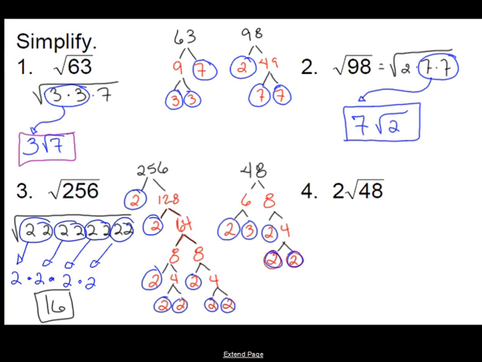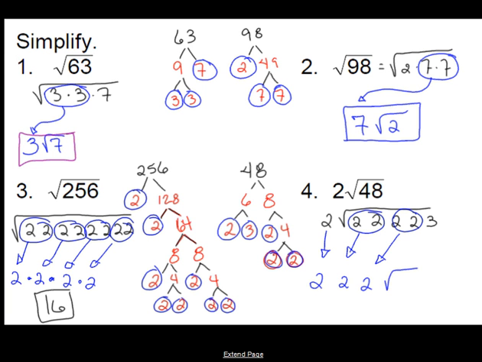So I now have 2 times, I have 1, 2, 3, 4 2s, and a 3. So this 2 comes straight down. He's already on the outside. He doesn't need a pair because he's already outside the radical. Inside the radical, they can only come out in pairs. So this one's a 2. These 2 go together. This is a 2. My 3, he's still chilling inside the radical. The ones that are left outside, I multiply together. So 2 times 2 times 2 is 8 times the square root of 3.